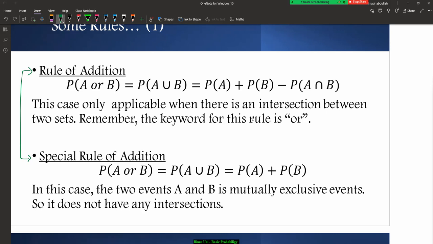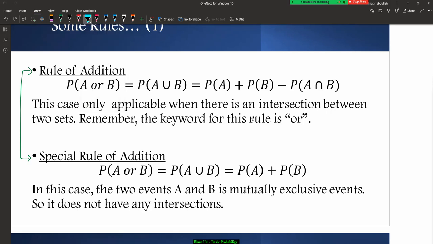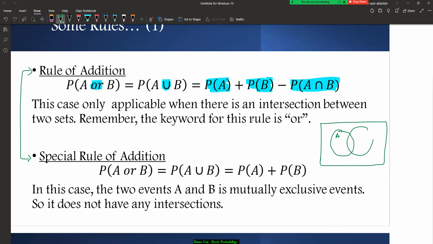Probability of A or B: in mathematics, as I said again, or represents plus or union. A or B is equal to probability of A union B. So probability of A union B is equal to probability of A plus probability of B minus probability of A intersect B. If I put in a pictorial representation, a Venn diagram, this is event A, this is event B. We just want to find this area. So this is the union part.